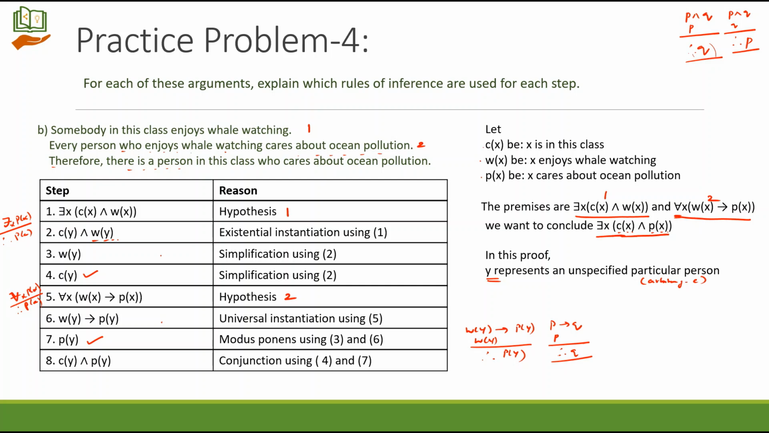So using conjunction from 4 and 7 we are combining C of Y and P of Y. Now we have to apply existential generalization. So if it is P of A, the conclusion will be existential P of X. So now existential generalization will be applied to step 8, making it as C of X and P of X. This is how we are coming to this conclusion.